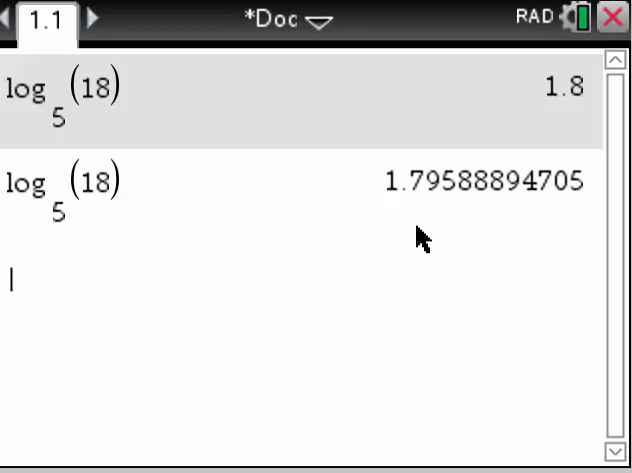So it says to round to the nearest hundredth, but my hundredth is a 9 with a 5 after it, so it's x equals 1.80.